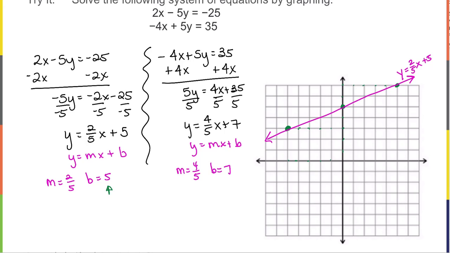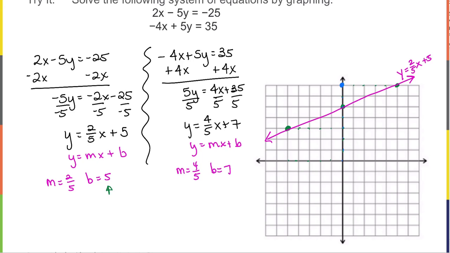Okay, so now I'm going to graph the second equation. So that equation is y equals 4/5 x plus 7. So I'm going to find 7 on my y-axis. 1, 2, 3, 4, 5, 6, 7. And from here, I would do the slope, I would go up 4 and over 5. But I can't go up any further. I've run out of graph.